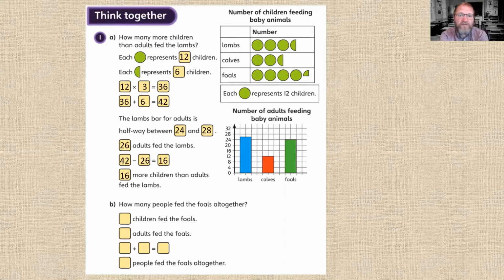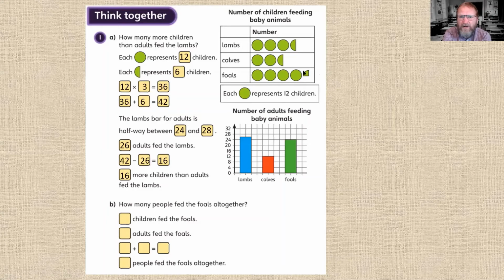So 16 more children than adults fed the lambs. Question 1b, how many people fed the foals altogether? So we're looking at children and adults. If we have a look at the pictogram, we've got 1, 2, 3, 4 full circles. So that's 12, 24, 36, 48.